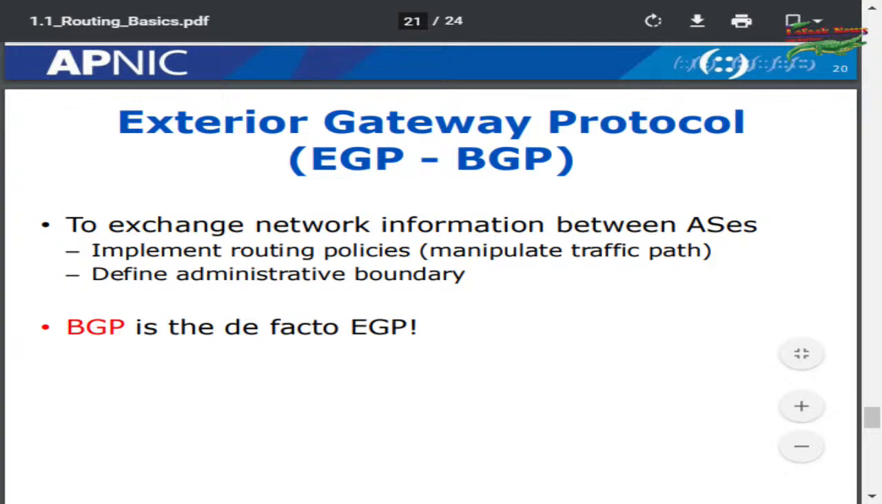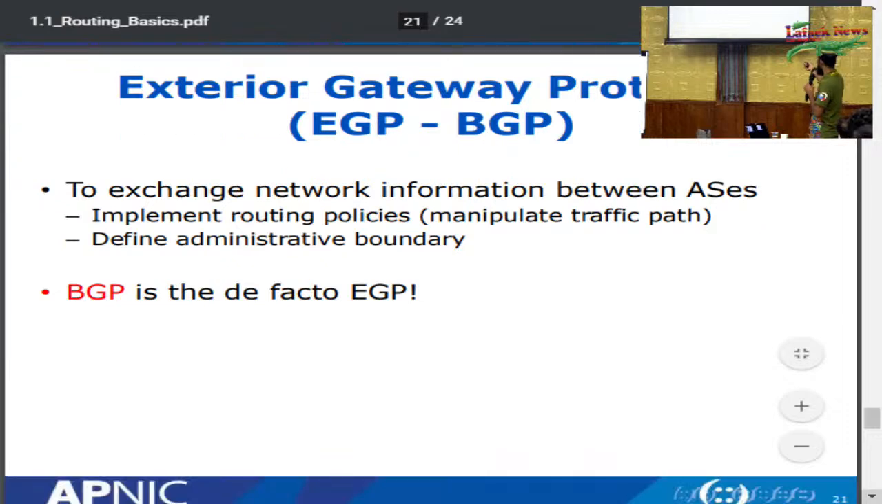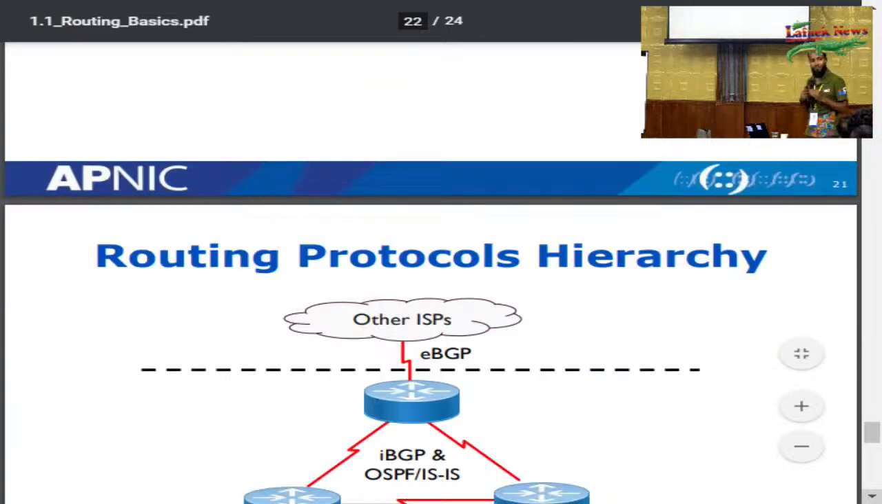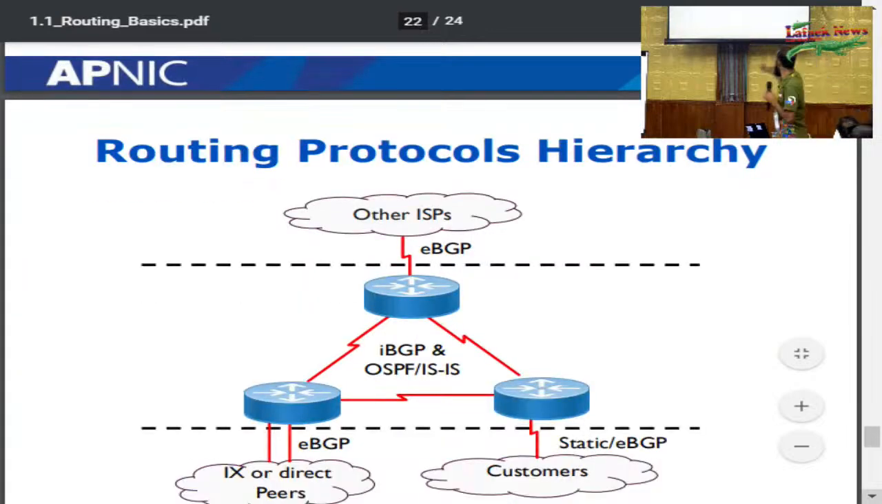Instead, if I configure with OSPF or ISIS, I can tell this router, this is my new network, can you put it in OSPF and distribute it to your neighbors? Then it will tell, hey everybody, I have a new update. This is a new network I know. Keep this information with you. If you want to go to that network, pass it to me.